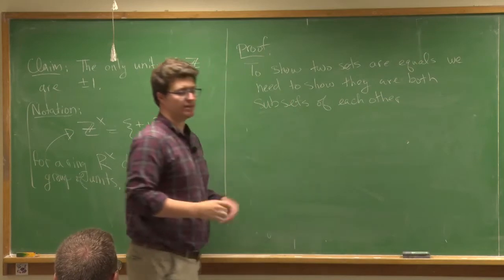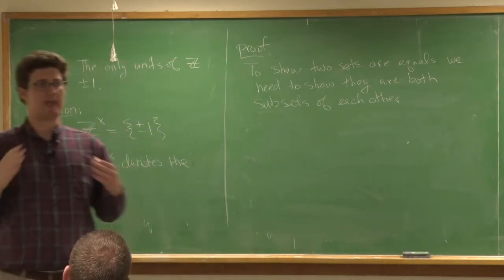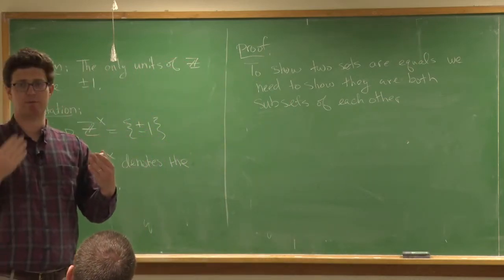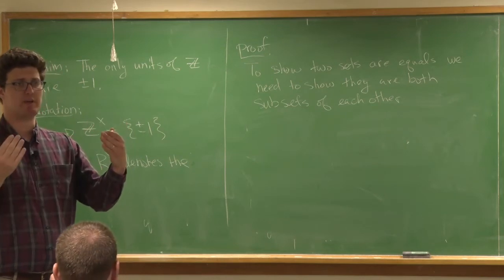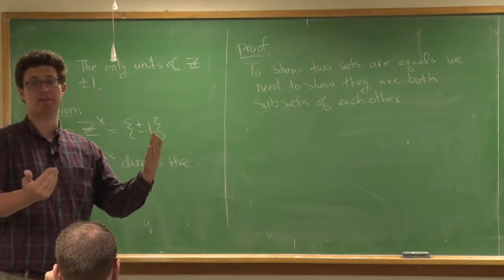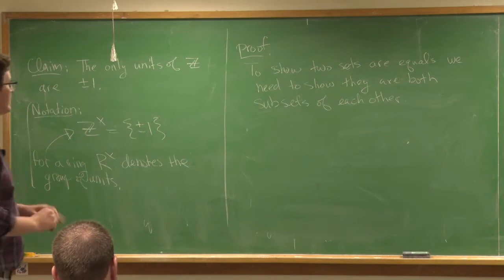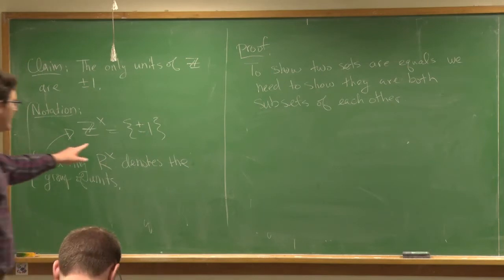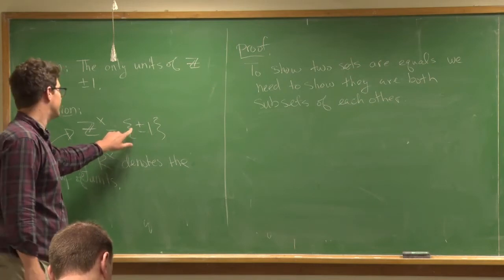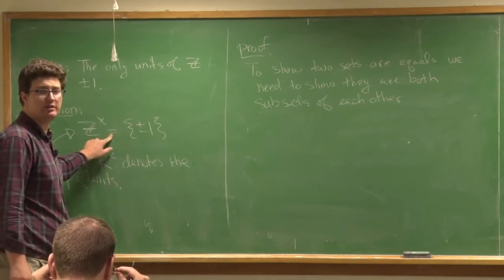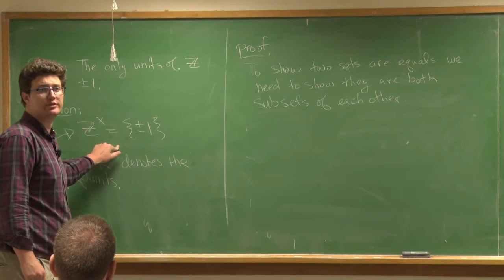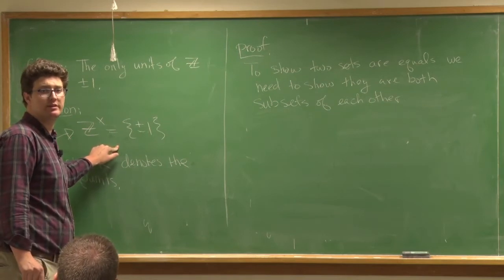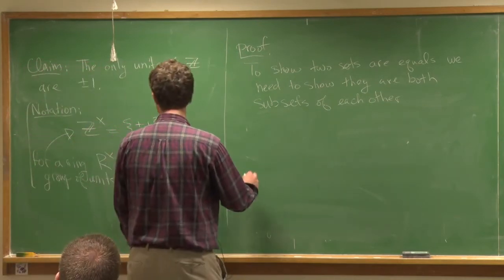Okay, does that make sense? So if we have two sets A and B, and I want to show that A is equal to B, I need to show that A is a subset of B and that B is a subset of A. Okay? So that's a general fact. Whenever you show an equality of sets, there's two parts. There's one part where you show one inclusion, and the other part where you show the other inclusion. Does that make sense? Okay, so there are two parts to this proof.